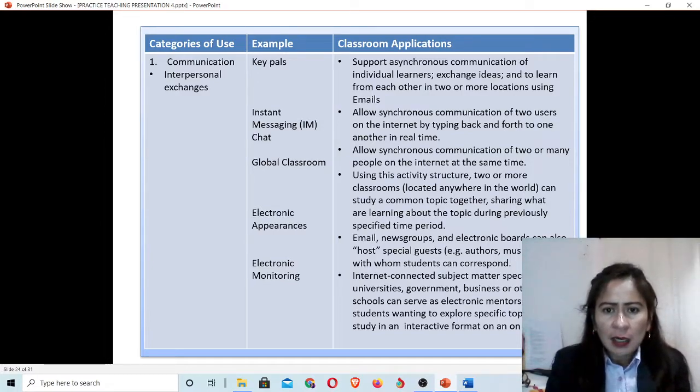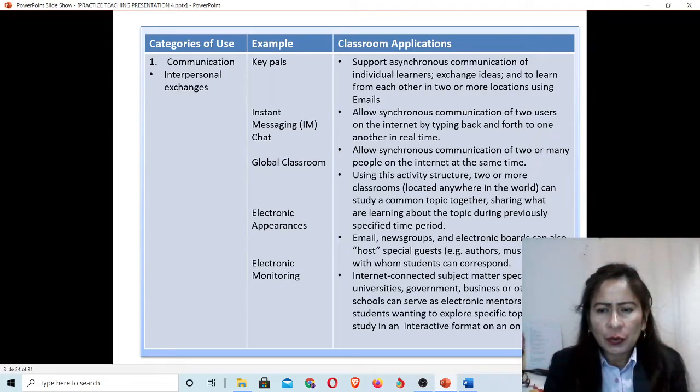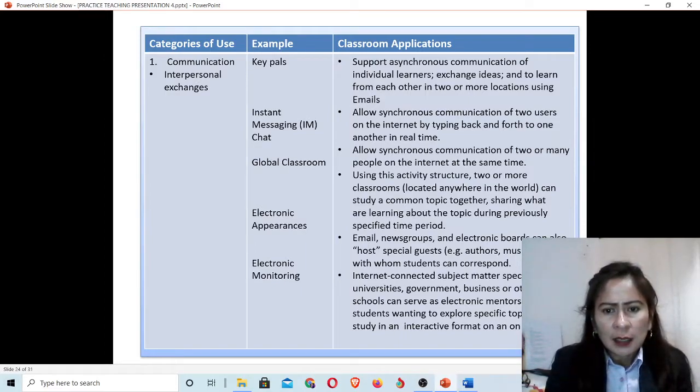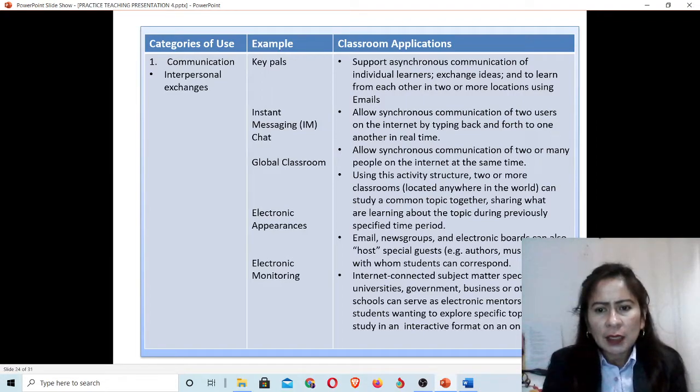Global classroom allows synchronous communication of two or many people on the internet at the same time. Using this activity, two or more classrooms located anywhere in the world can study a common topic together, sharing what they are learning about the topic. Electronic appearance, email or newsgroups, and electronic boards can also host special guests with whom students can correspond.